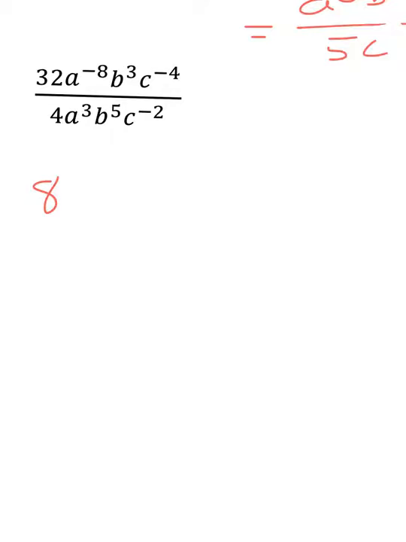Okay, so we are going to do this. It looks like we have a to the negative 8, and we have minus 3, because we had a negative 8 exponent on the top and a 3 on the bottom. Times b will be to the 3rd minus 5. And then for our c's, we have c to the negative 4 minus negative 2. This is where it gets a little confusing. c to the negative 4 minus negative 2.